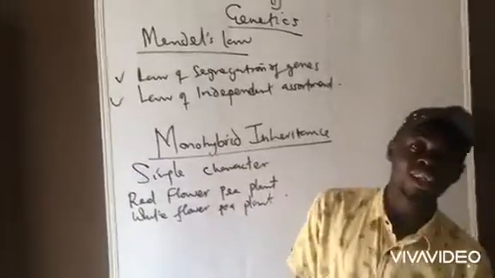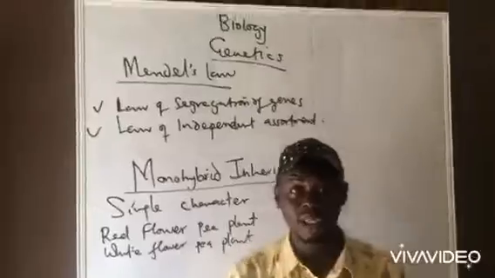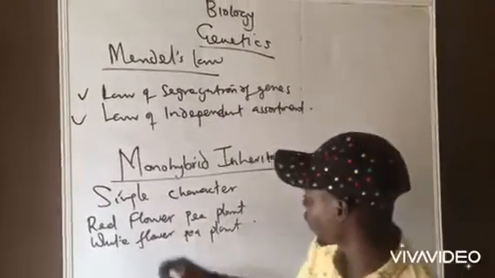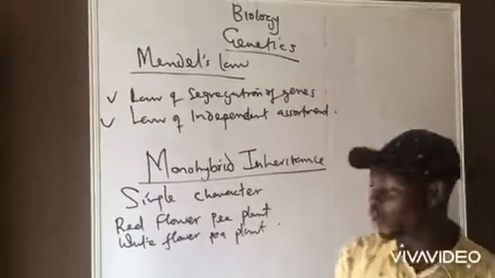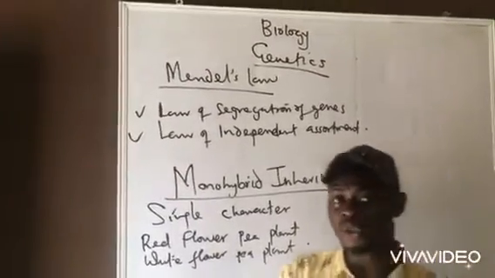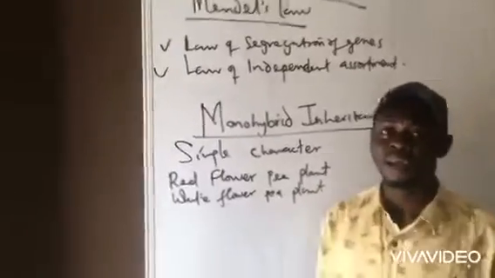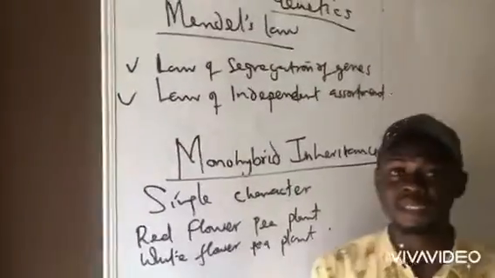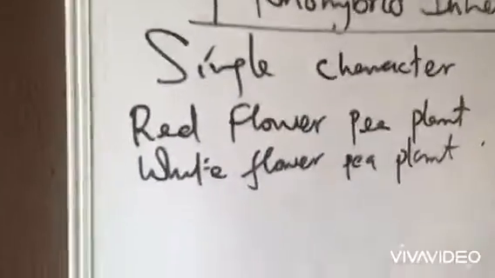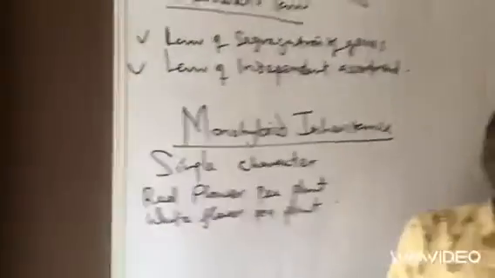What Mendel actually carried out was that he found out that when he crossed a pure breeding red flower pea plant with a pure breeding white flower pea plant, he observed that all the offsprings in the first filial generation produced red flower. He thought that the white flower had disappeared, but he carried out a crossing again, which is called F2.